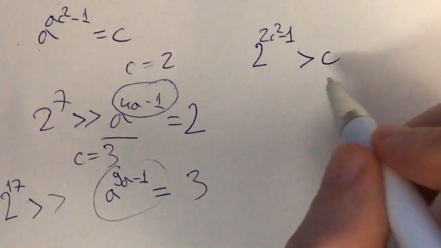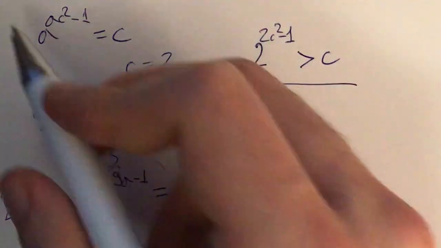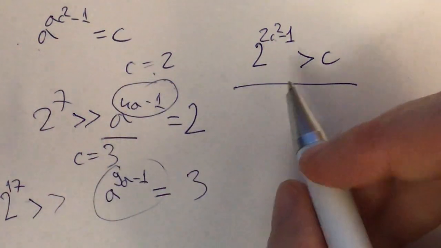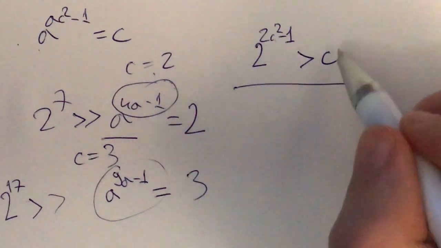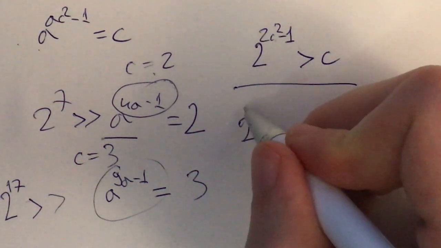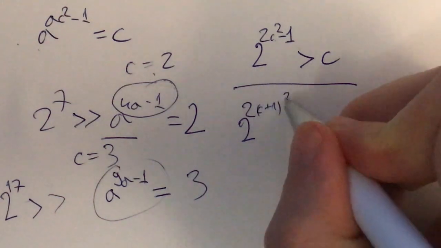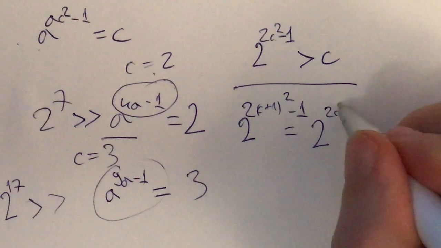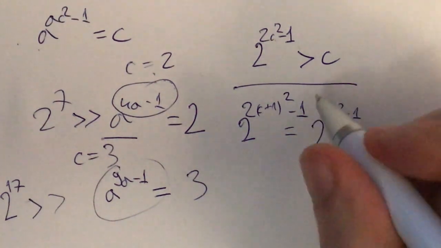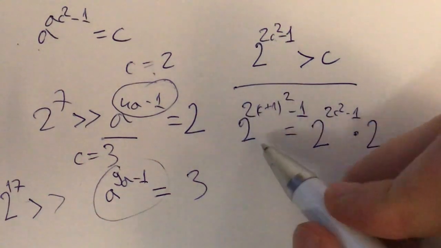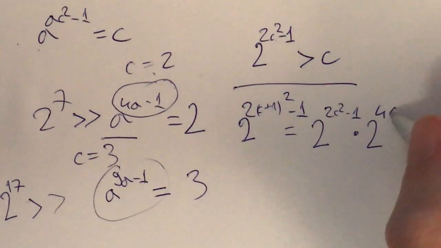Now, the easiest way to prove this is via induction. Namely, for c equals 2 and 3, we've already proved the claim. Assume the claim is true for some c, and now for c plus 1, we would have 2 to the power of 2(c plus 1) squared minus 1, which would be equal to 2 to the power of 2c squared minus 1, because we want to use the inductive hypothesis, times whatever is left, and what is left is 4c plus 2.